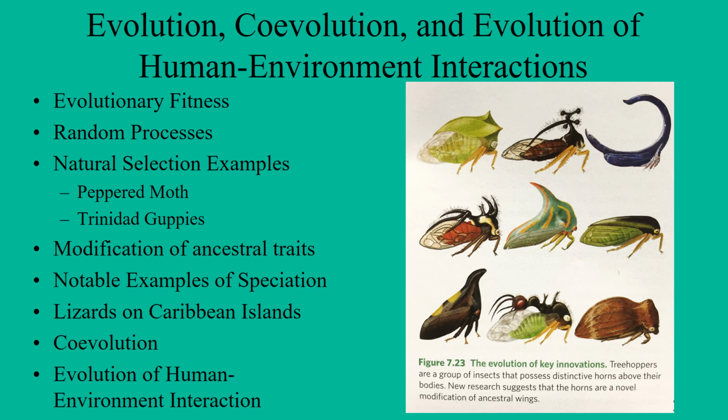Okay, for this chapter we are looking at evolution, coevolution, and we're also going to look at the evolution of the interaction between humans and the environment. All of these we're going to focus on natural selection and the processes that affect that. Give some examples of where you can see evolution in action.